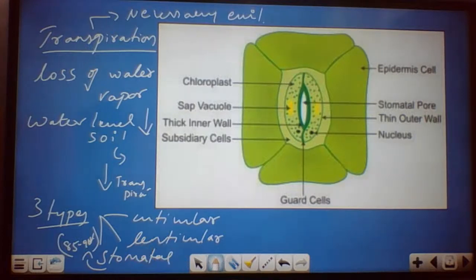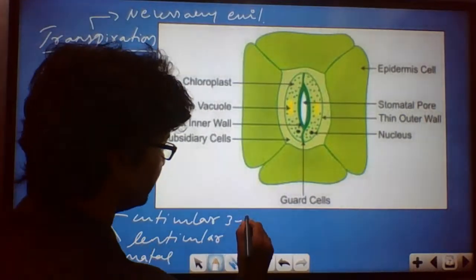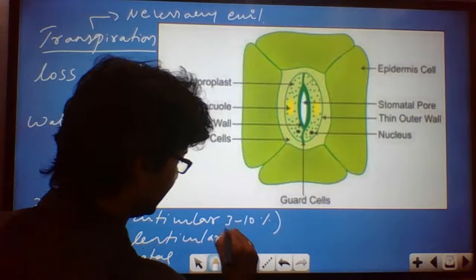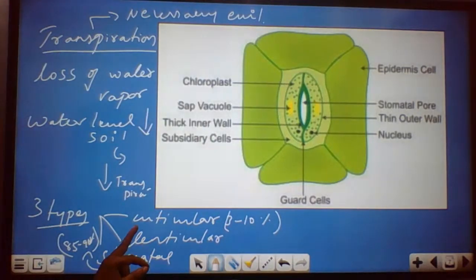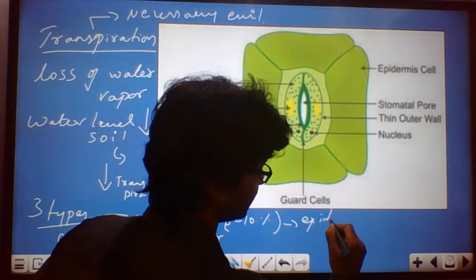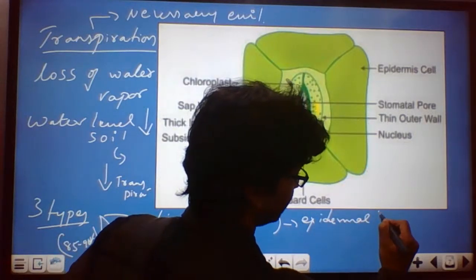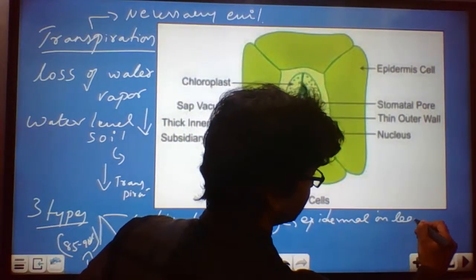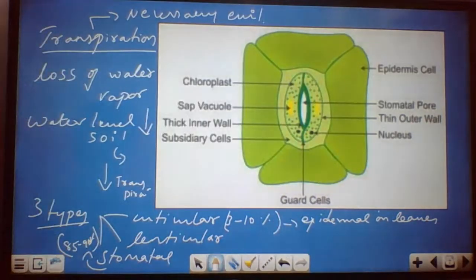Cuticular transpiration is very less, about 3 to 10 percent of the cases, because cuticular cells are nothing but epidermal cells, which you can see on the leaves. These epidermal cells on the leaves are responsible for cuticular transpiration. This is also called peristomatal transpiration. The cuticular is also called peristomatal transpiration.